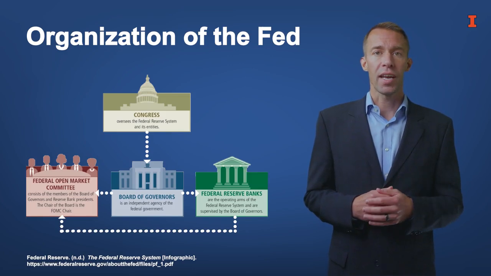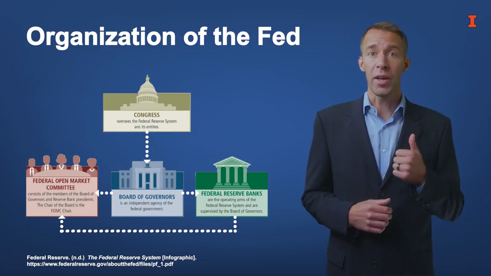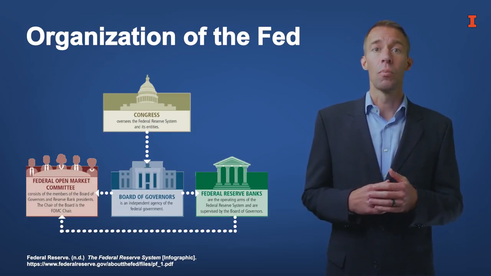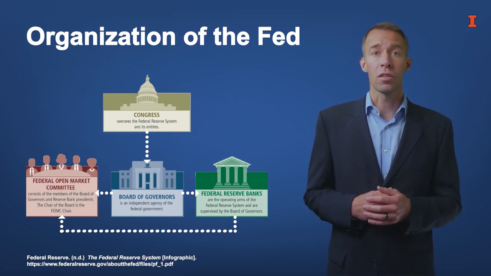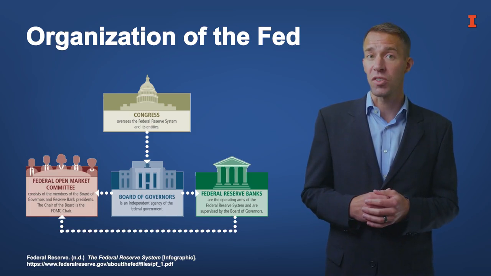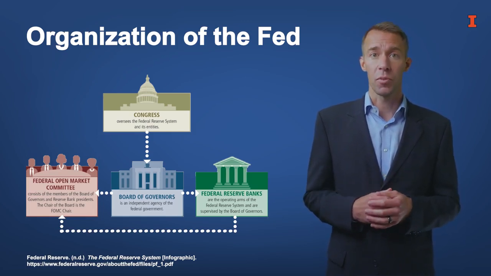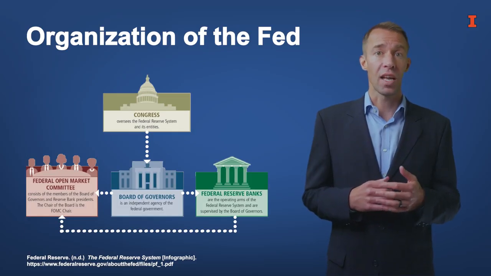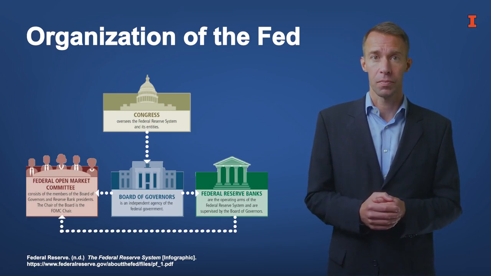The Federal Reserve Act established three parts of the new central bank. One independent federal agency, the Board of Governors in Washington, D.C., 12 regional Federal Reserve banks, and the Federal Open Market Committee, or FOMC. The Board of Governors consists of 7 members. The Board of Governors guides the policies of the entire Federal Reserve System.